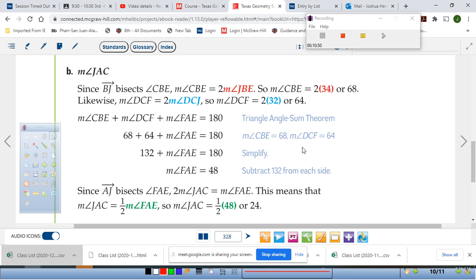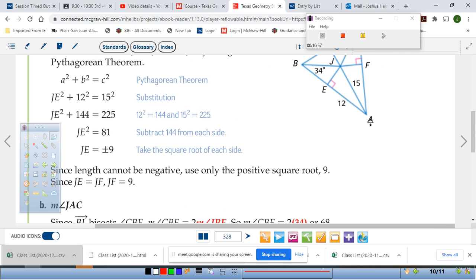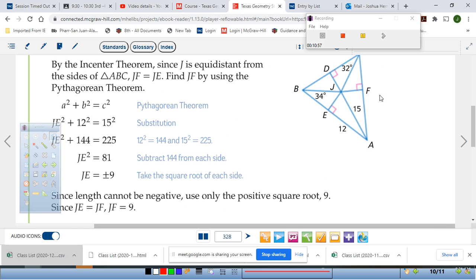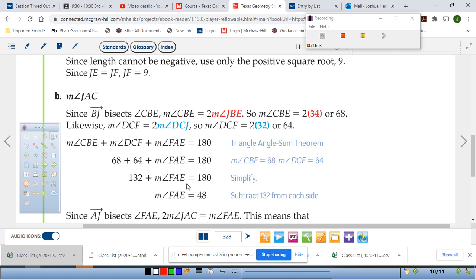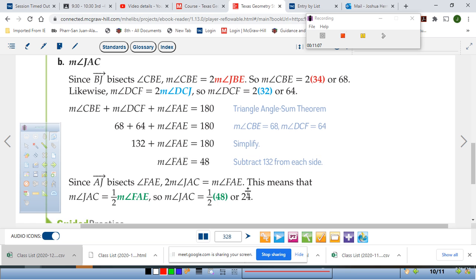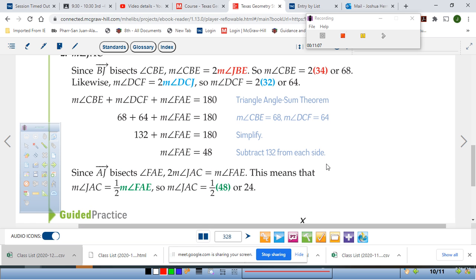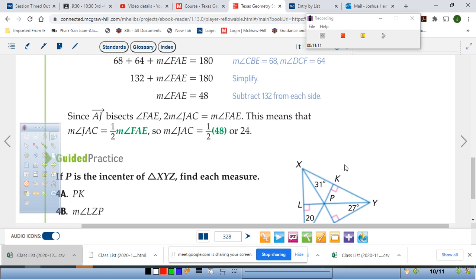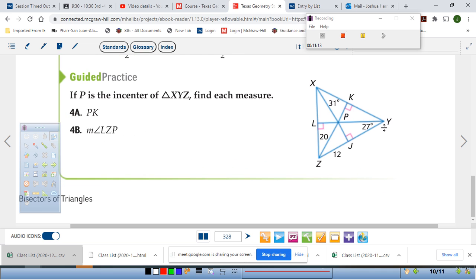Remember, FAE happened to be the big side, which is double of those. So instead of having that double, we just came out here and got JAC, which happens to be half of them, and we got 24. Not too bad. I think that's pretty cool. I think it was a pretty cool little keep track of everything practice problem.